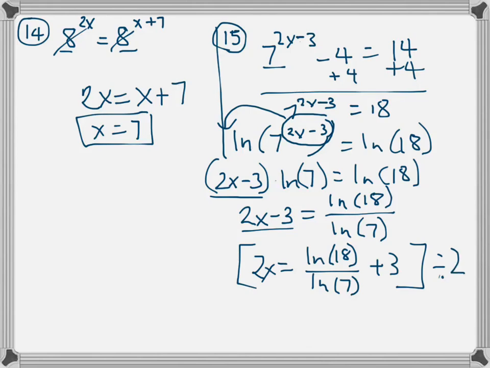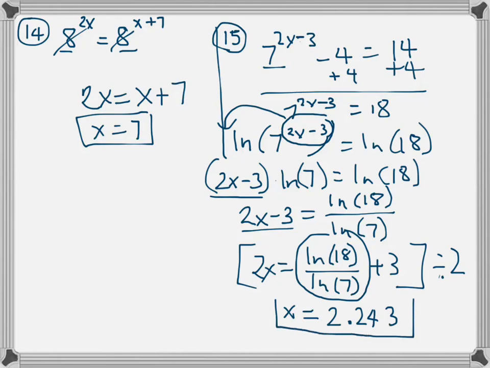If I were you, in my calculator, and this can get pretty complex, just go ahead and type this in first. So I got natural log, open the parentheses, 18, close the parentheses, divided by natural log of 7, hit enter, now hit plus 3, get an answer. Now divide that answer by 2. What you should get is x is approximately equal to 2.243-ish. That should be good.